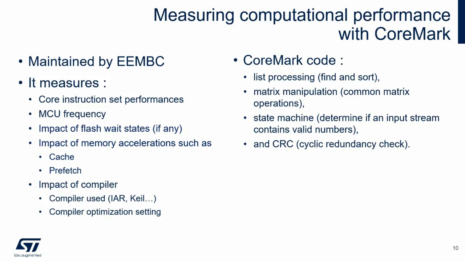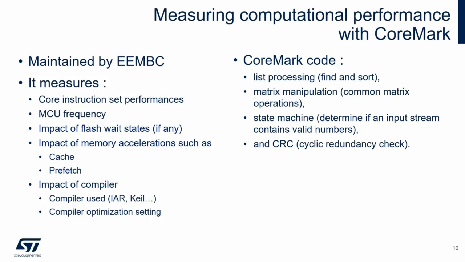The code is using algorithms and data manipulations that can be found in common real applications, such as list processing, matrix manipulation, or state machines that are based on if or switch statements. The outcome of the CoreMark is a single number that represents number of CoreMark iterations executed each second. You can also encounter CoreMark score per megahertz, which defines the computational efficiency.